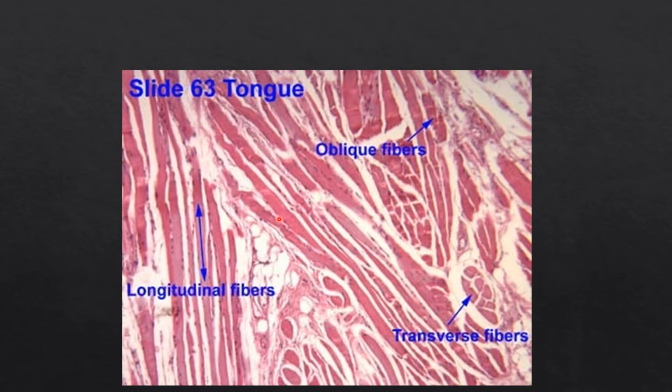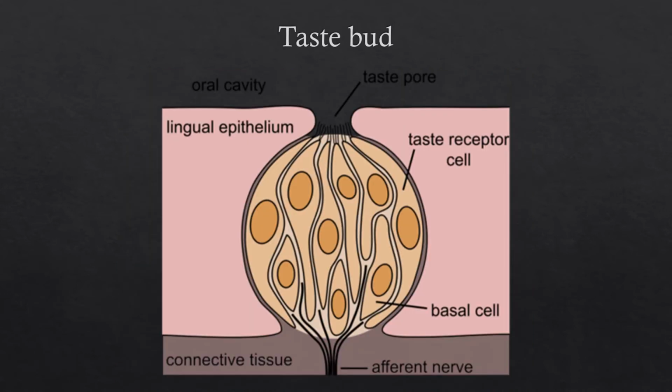And next in this slide, you can see the arrangement of skeletal muscles in it. So the muscles are arranged in the form of longitudinal fibers, oblique fibers, and transverse fibers.